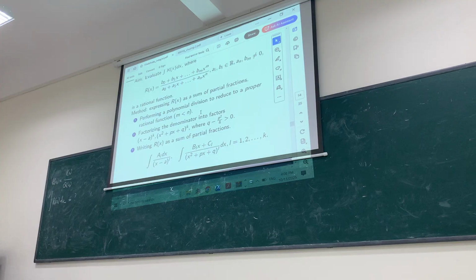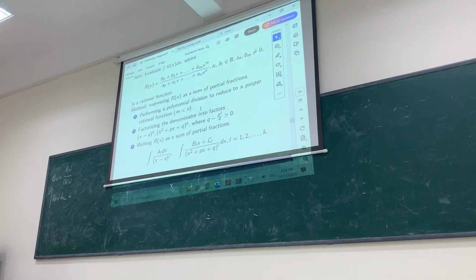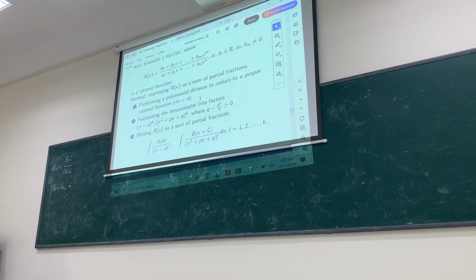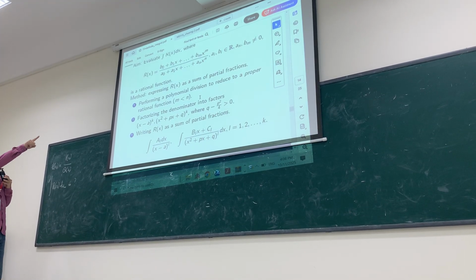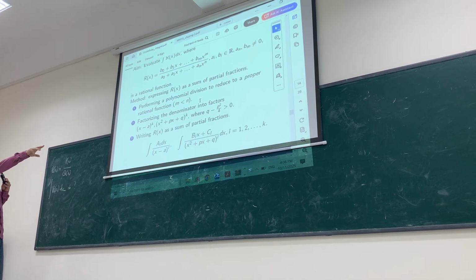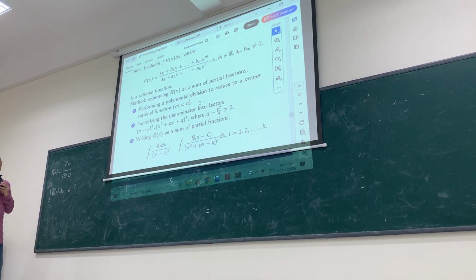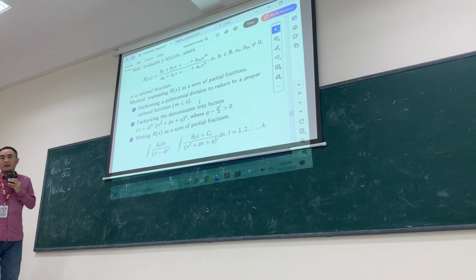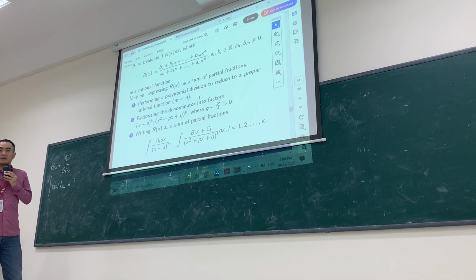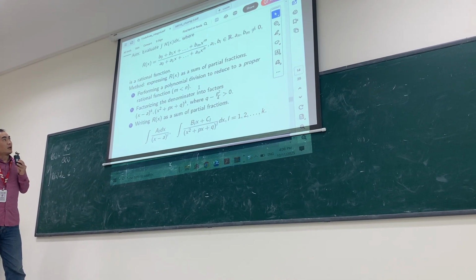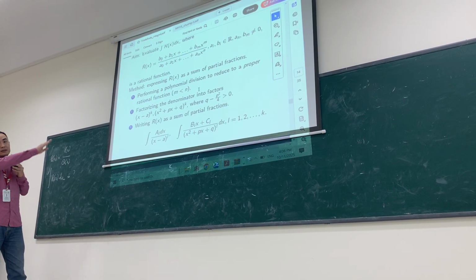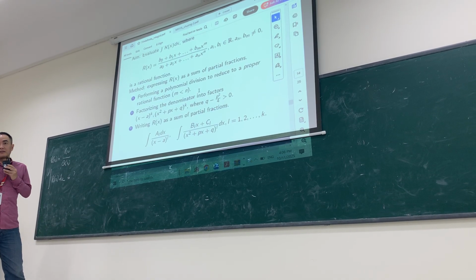The idea to evaluate the integral of a rational function is that we express the rational function as a sum of partial fractions. Partial fractions are simple fractions. Here the idea is that we will express these rational functions as a sum of simple fractions.